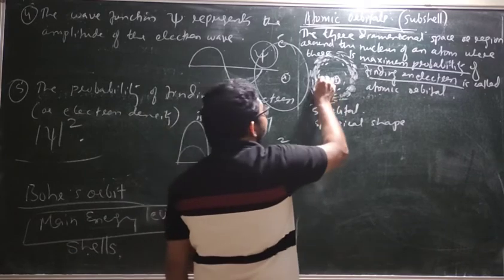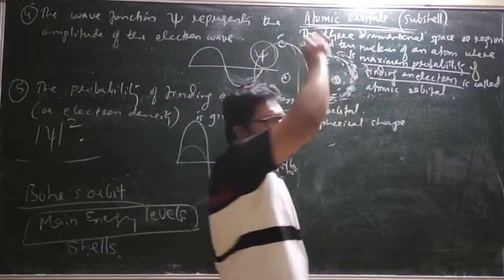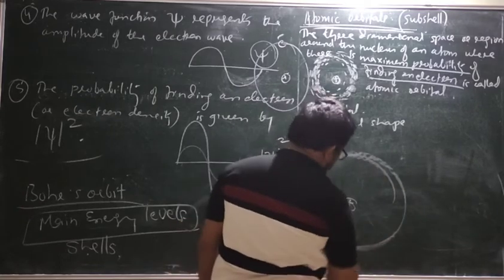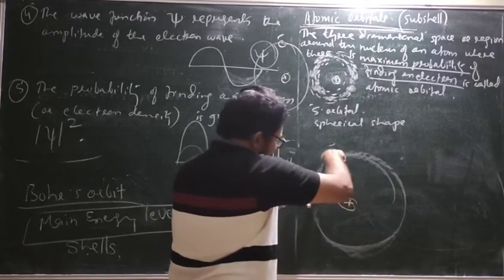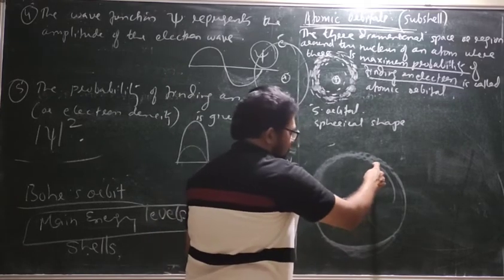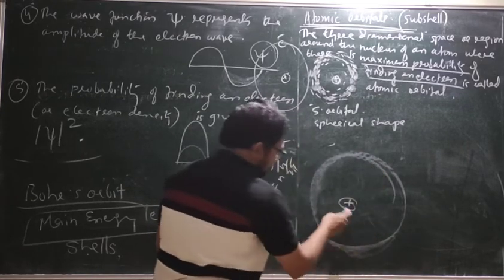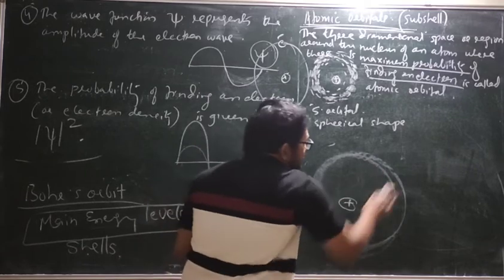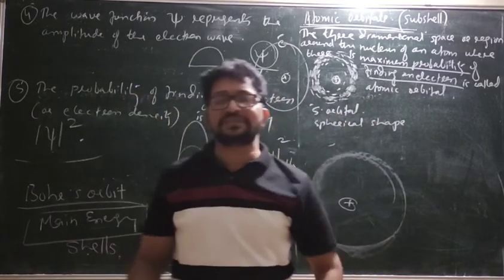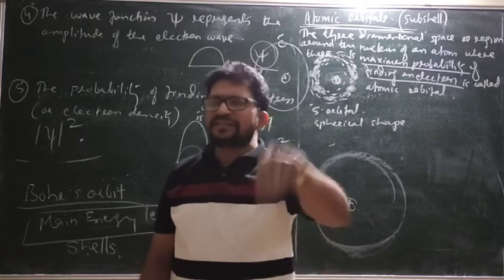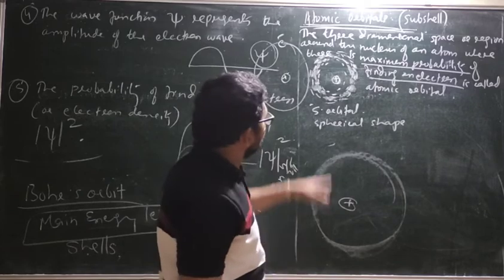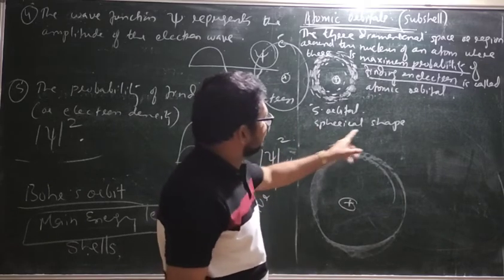I told you, the electron wave would have come near the nucleus. S orbital is spherical shape, no doubt. The electron wave would have come near the nucleus and gone away. Yes, this would have happened. Or sometimes it would have moved away from the sphere. That is less probability. Maximum probability is the sphere. That is why S orbital is spherical shape.